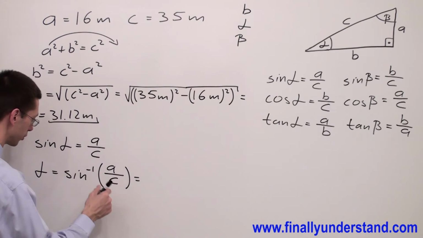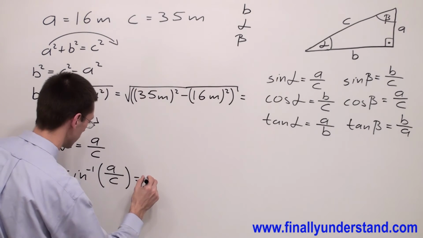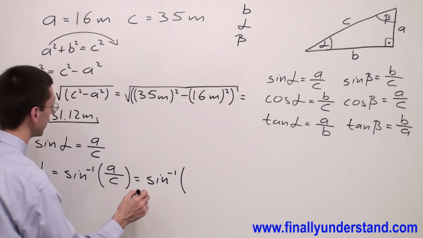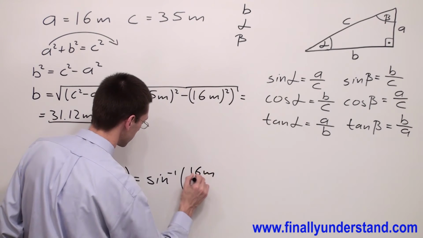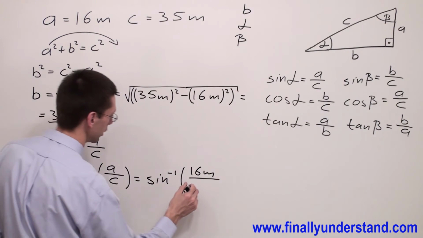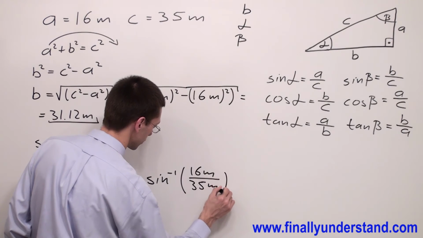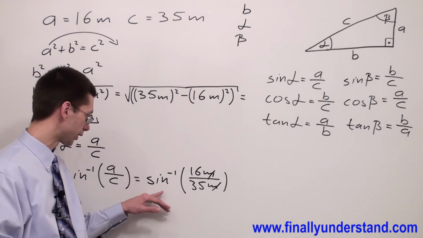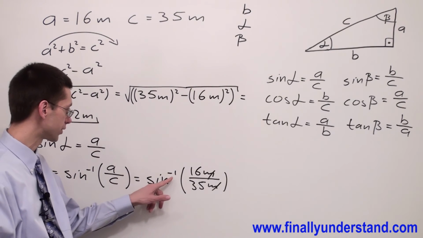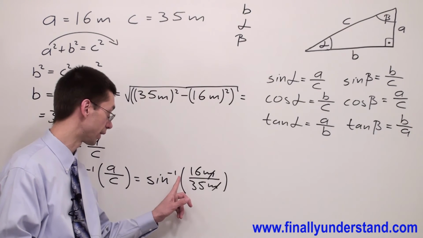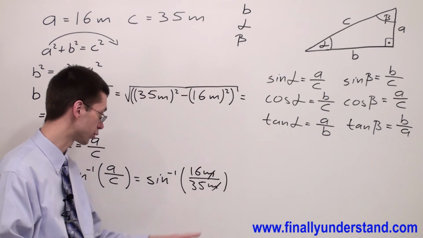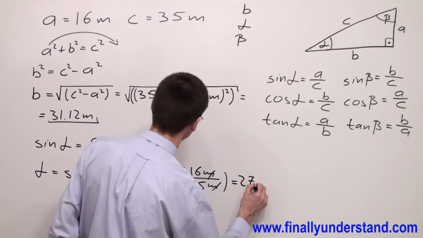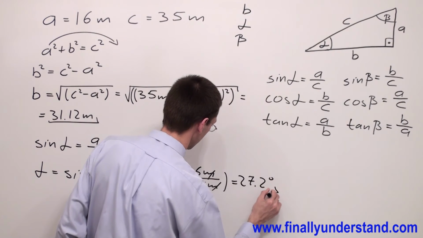Next, you're supposed to plug in the numbers. You have to substitute the variables by the given values, and we have inverse sine, and we have a, 16 meters, over c, which is equal to 35 meters. Meters and meters will cancel out, and simply use the calculator, type inverse sine, open parenthesis, don't forget about the parenthesis, 16 divided by 35, close parenthesis, and you're supposed to get the answer 27.2 degrees.